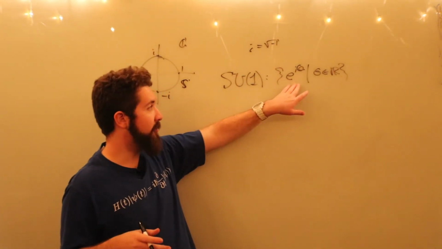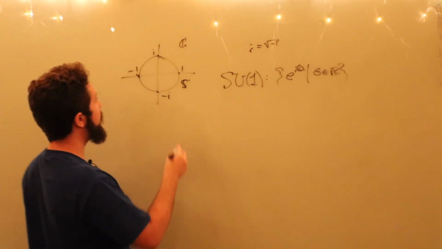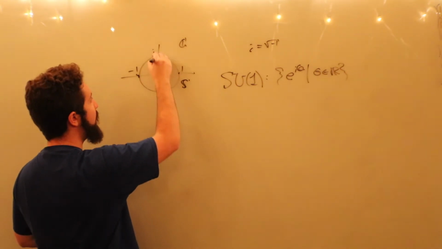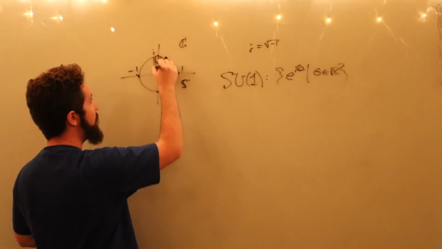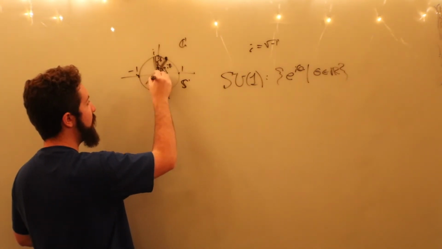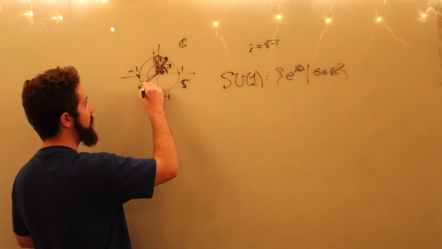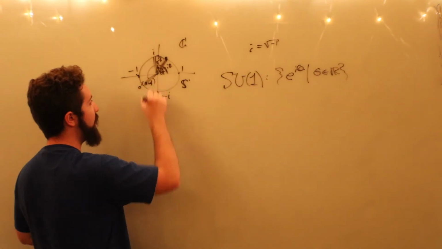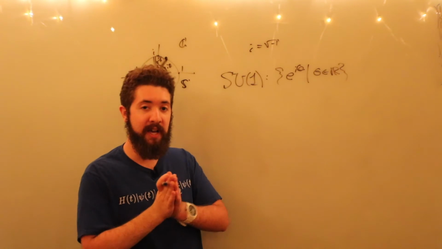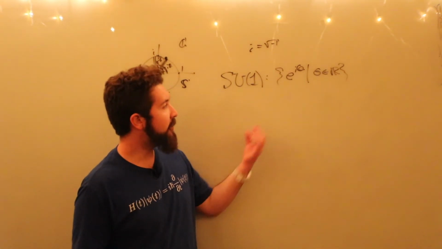an exponential of this form, and they form a group under rotations, right? So we can look at, say, this is e^(iθ), this is e^(iφ), where this angle is θ and this angle is φ, and then we have some other number down here, which is going to be e^(i(θ+φ)). It's the same as rotating by θ and then by φ, or by φ and then by θ.